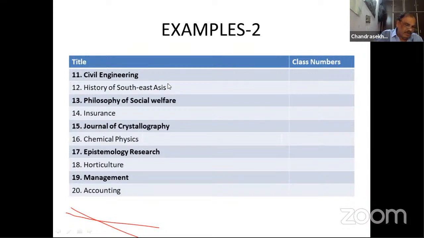548.05. Now you have to check here under 548 crystallography in the schedules. 54 is chemistry. 548 is crystallography. So I'm looking for whether there is any instruction for adding the crystallography.